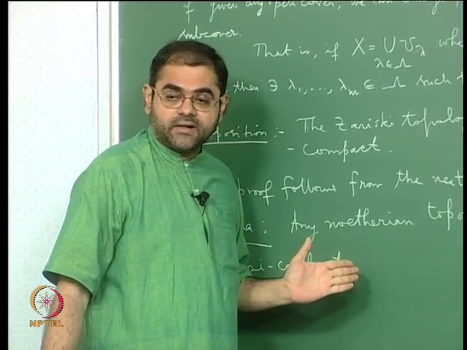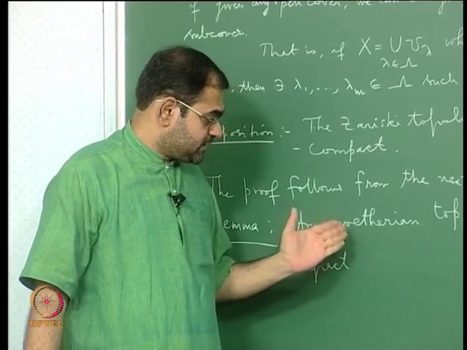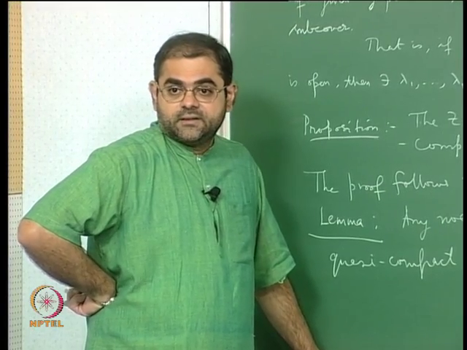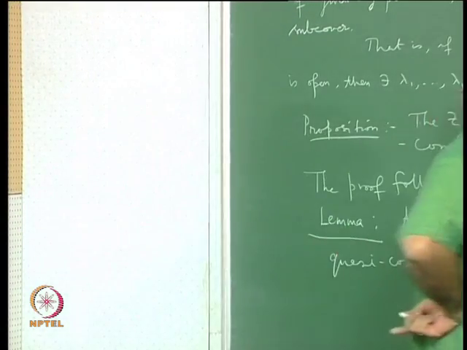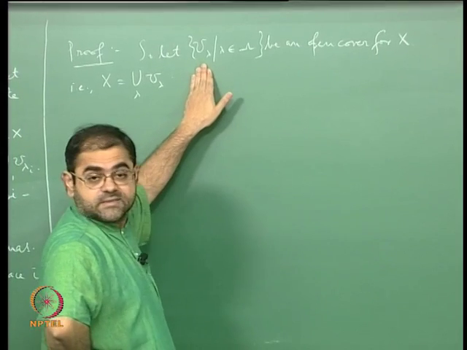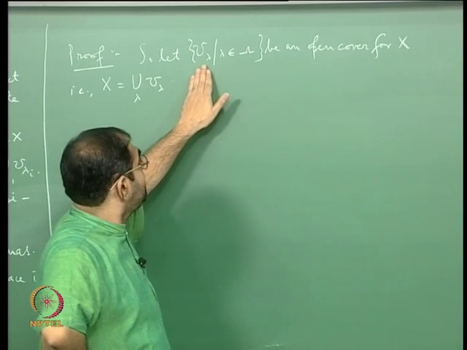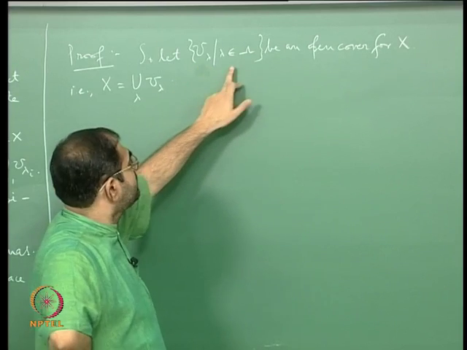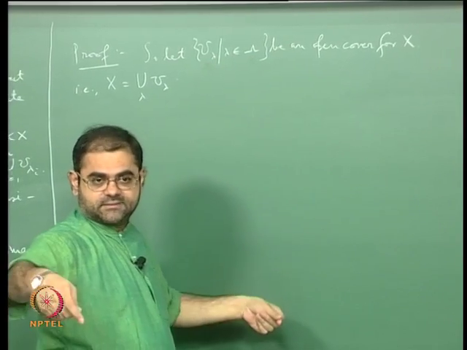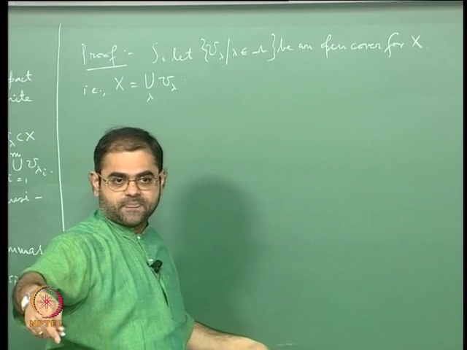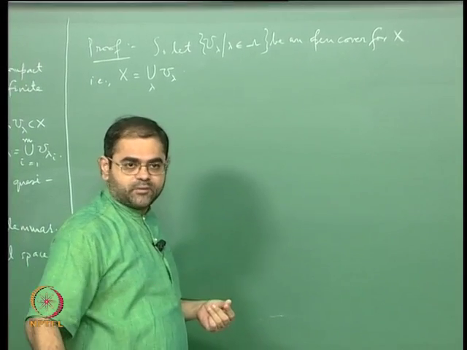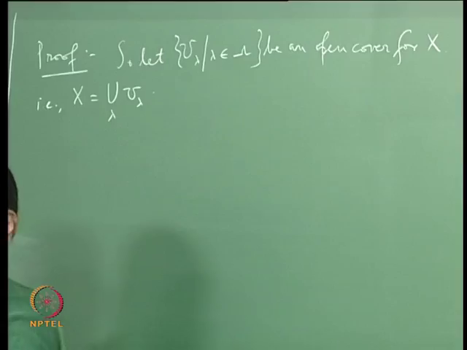So I'll try to use the fact that since the topological space is Noetherian, if you give me a non-empty collection of open sets, there is always a maximal element. So I'll have to apply it to a collection. What is the collection? I'll take the collection consisting of unions of finitely many members from here. I'll take all finite subsets of capital Lambda, take the corresponding unions and take that collection. That's a collection of non-empty open sets, and that should have a maximal element. My claim is that maximal element, which will be a finite union anyway by definition, will be all of X, and then I am done.